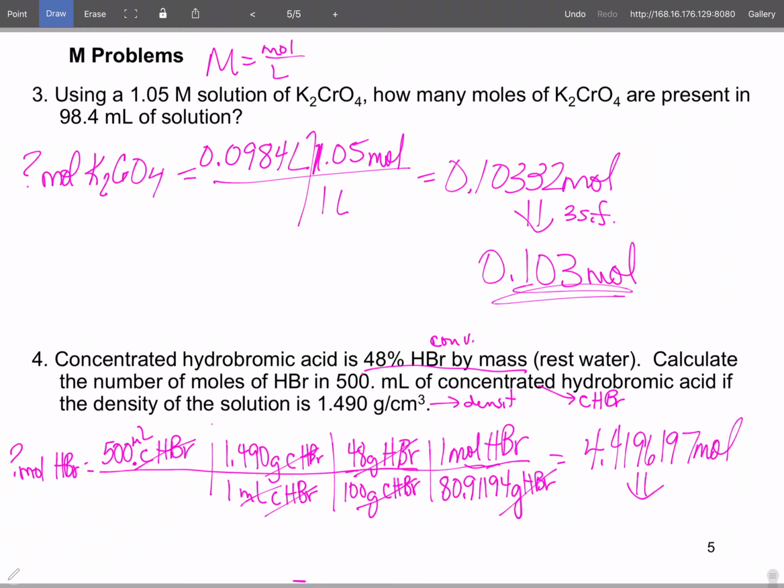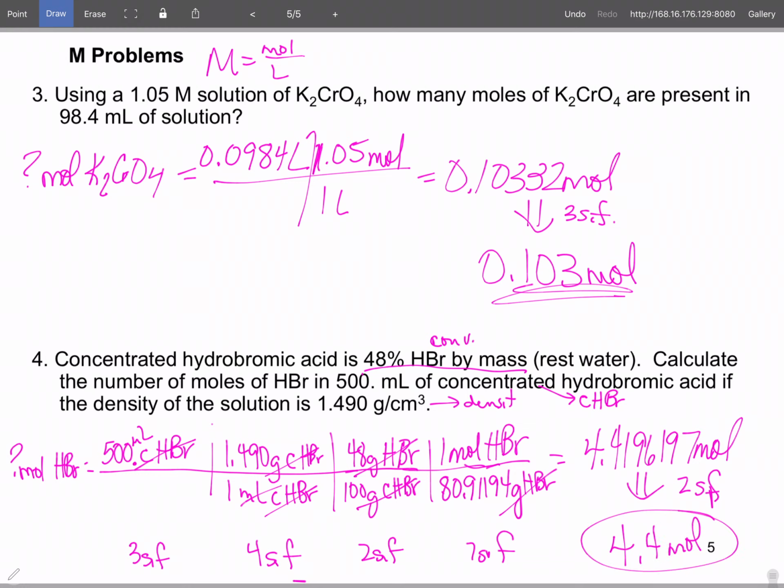Now, significant figures, how many do I have? Well, this decimal was there, so that's 3 sig figs. This is 4 sig figs. This is 2 sig figs. This is 2, 4, 6, 7 sig figs. So we have a winner with 2 sig figs. So 4.4 moles of HBr are found in the concentrated hydrobromic acid.